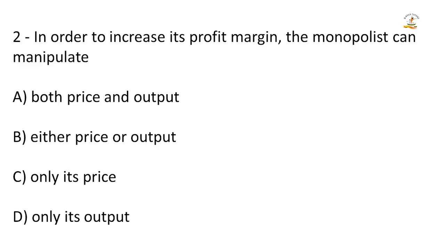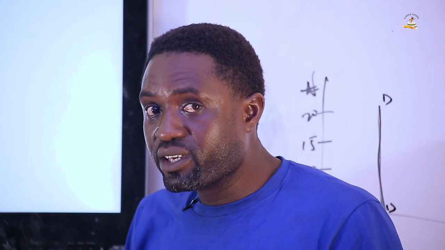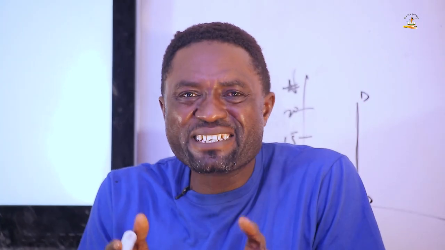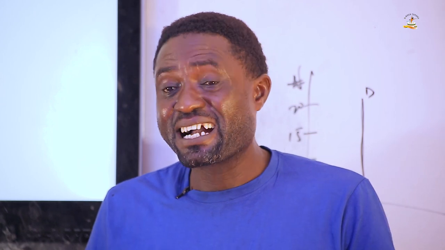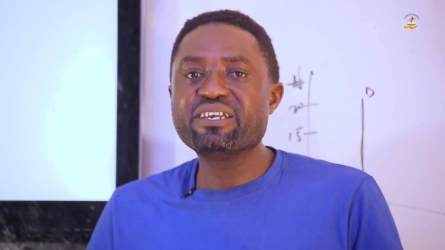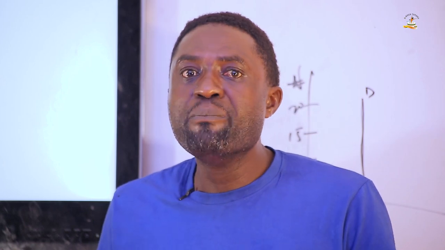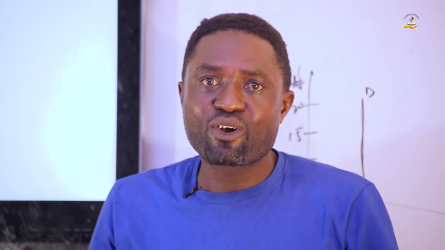The next question. In order to increase its profit margin, the monopolist can manipulate monopoly. You know, a monopolist is someone who is the only person in the market selling goods. He is the only seller. And a monopolist can either influence the price or the output. If he wants to make more profits, he can decide to increase the price. And by the time he increases the price, then he will make more money because people will not have a choice.